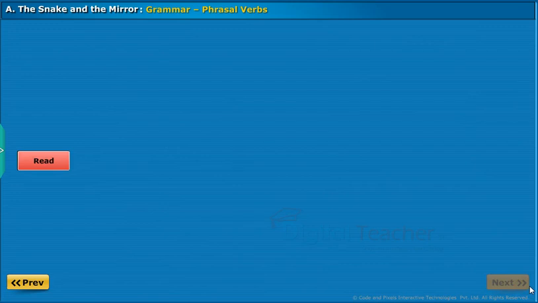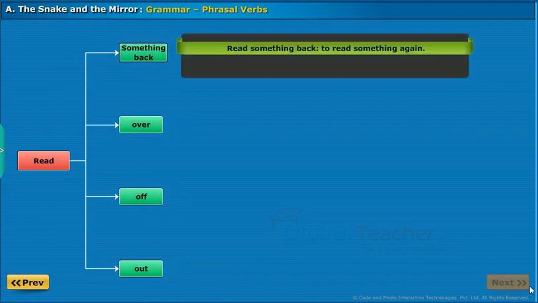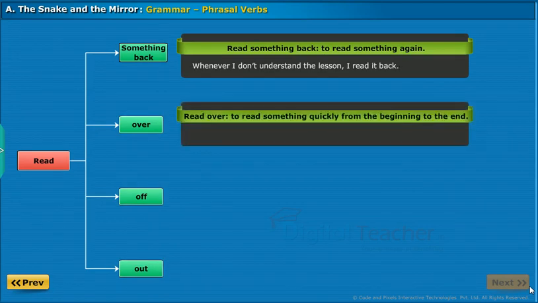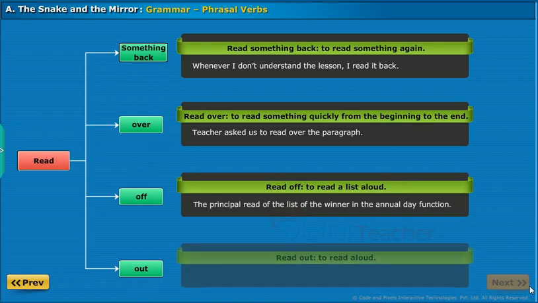Now, let us see the different phrasal verbs that are made from the verb read and their meanings. Read something back. The meaning of read something back is to read something again. Read over. The meaning of read over is to read something quickly from the beginning to the end. Read off. The meaning of read off is to read a list aloud. Read out. The meaning of read out is to read aloud.